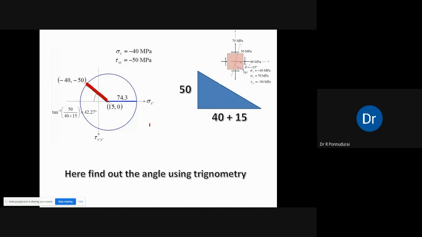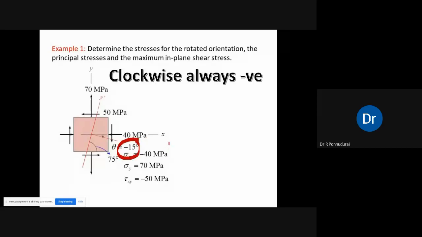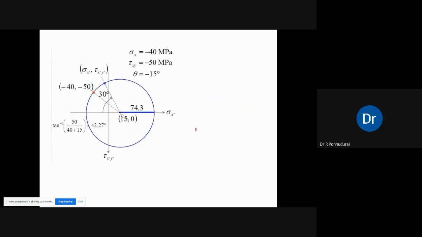Now, how much rotation are they given in the problem? Clockwise 15 degree. So in the case of the Mohr circle, you have to take, from here, clockwise 30 degree. Not from here. This is correct actually. From here, this is 0 degree. 30 degree rotation. So wherever it cuts, that ordinate gives sigma x dash and tau x dash y dash.